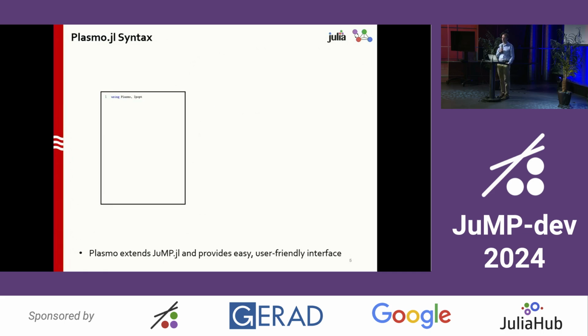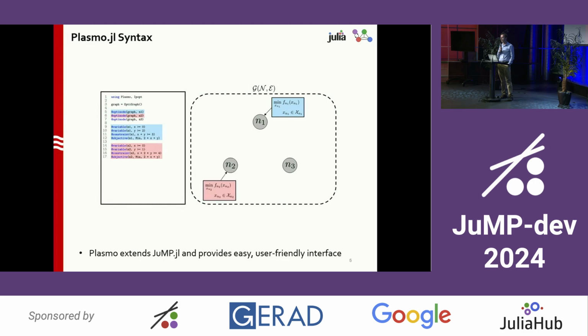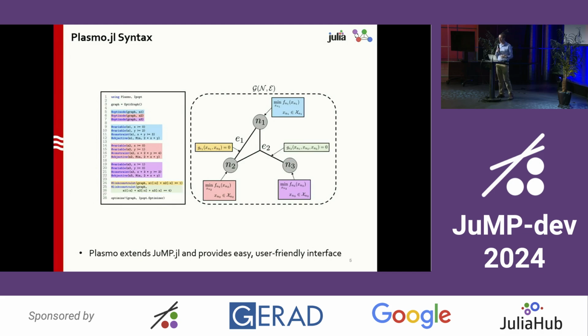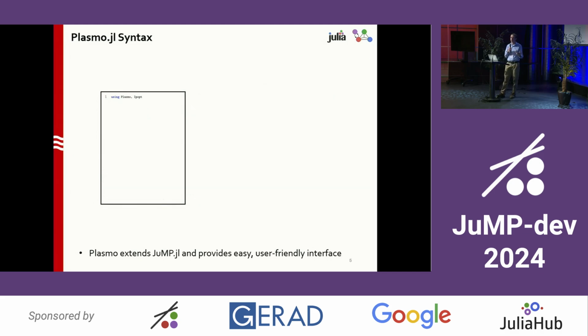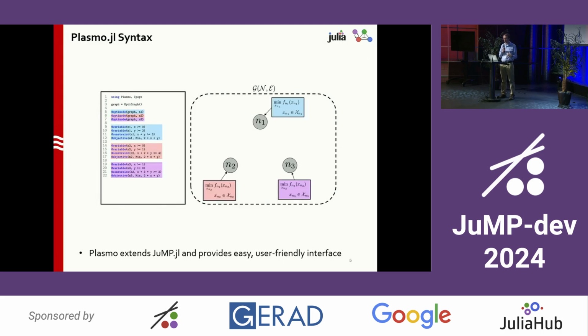Plasmo also extends JuMP, so a lot of the JuMP functionality is also applied here. You can instantiate a graph with this OptiGraph function, and then you instantiate nodes on that graph, and then the @constraint, @variable, and @objective macros are all extended, so you can add those directly to the nodes of the graph. You can also add linking constraints through the @linkconstraint macro, and that's what creates your edges in this graph.